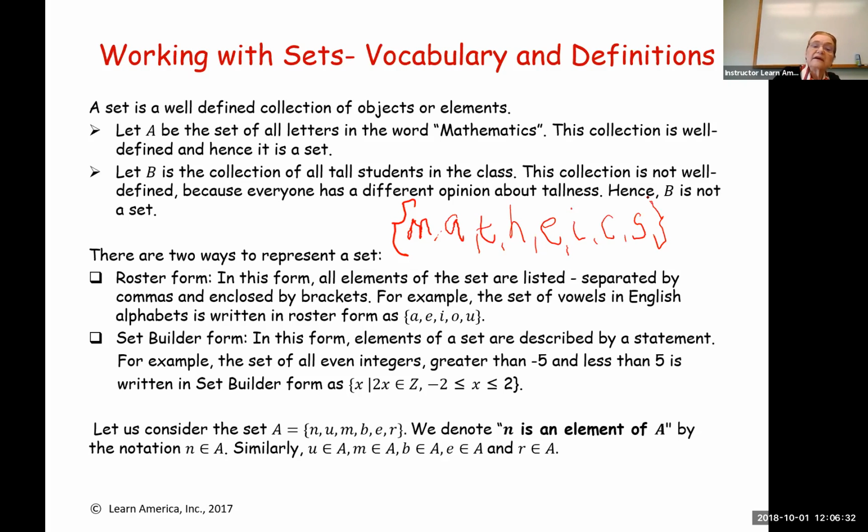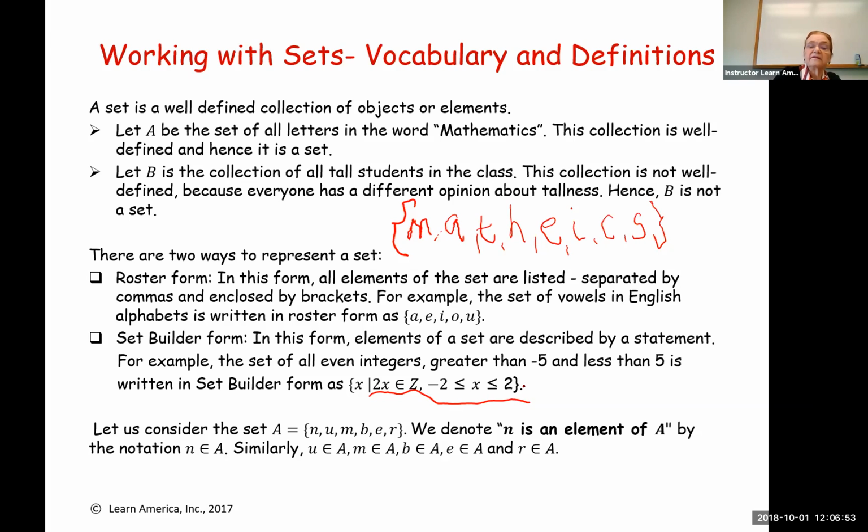We can also write sets in what we call set builder form. In this form, we describe the elements of a set by means of a statement. So we might say, for example, the set of all even integers that are greater than -5, but less than 5. If we were to write this in set builder form, we write it as shown here.